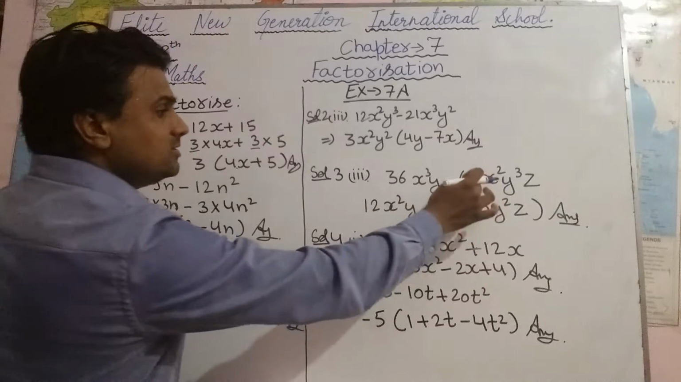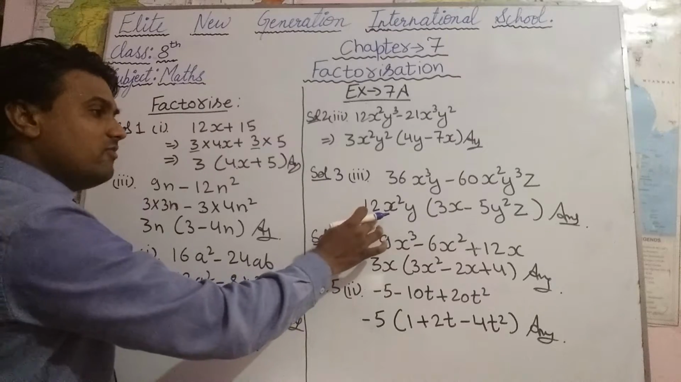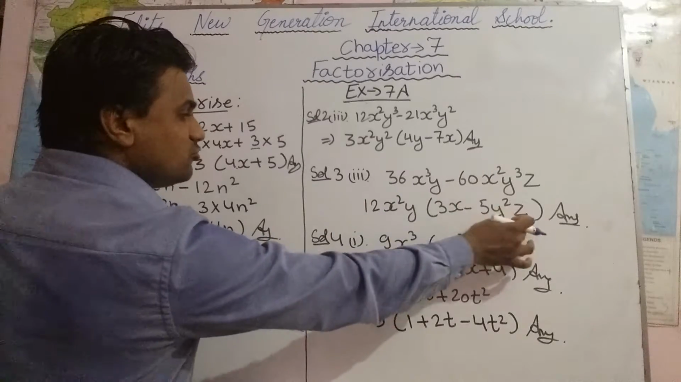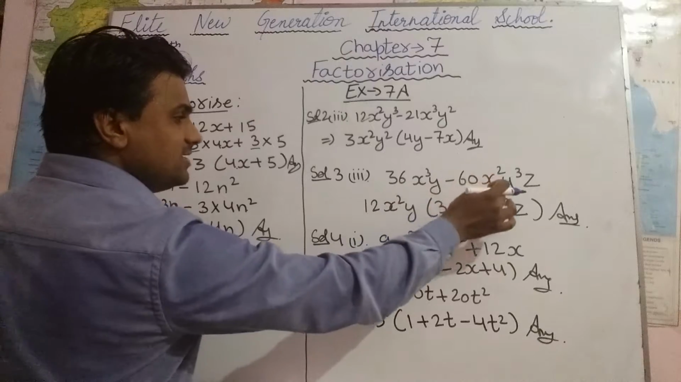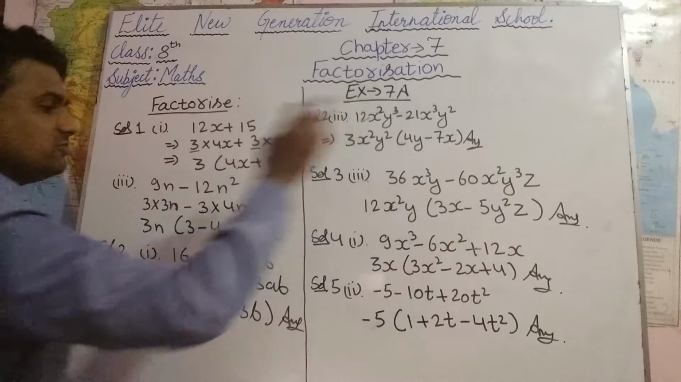Similarly here also, this 60x square y cube z will be divided by 12x square y, so it will be 5y square z. This x square will be cancelled and one y will be cancelled, so it will be y square, and here will be z. So this will be the answer.